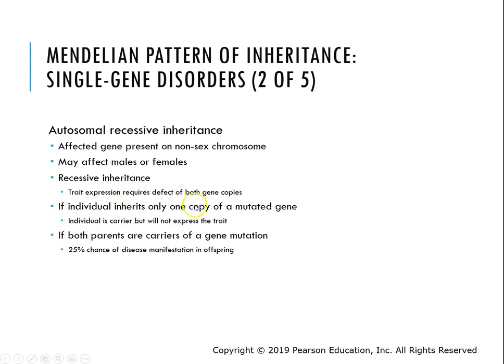If an individual inherits only one copy of the mutated gene, meaning you're heterozygous, right? Big C, little c, you're a carrier. You will not express the trait. You will not have the disease, like I said before. If both parents are carriers of a gene mutation, right? So you have 2 heterozygous parents, big C, little c, right? Both are heterozygous, big C, little c. They have a 25% chance of passing that on to their offspring, or the offspring have a 25% chance of having the disease. Okay, again, you can do a Punnett square to figure that out.